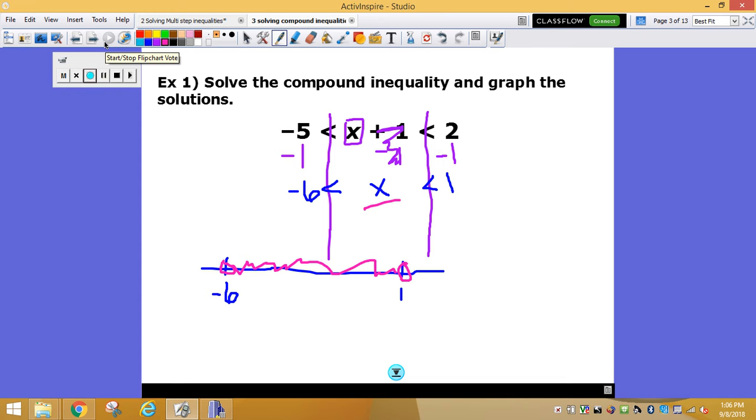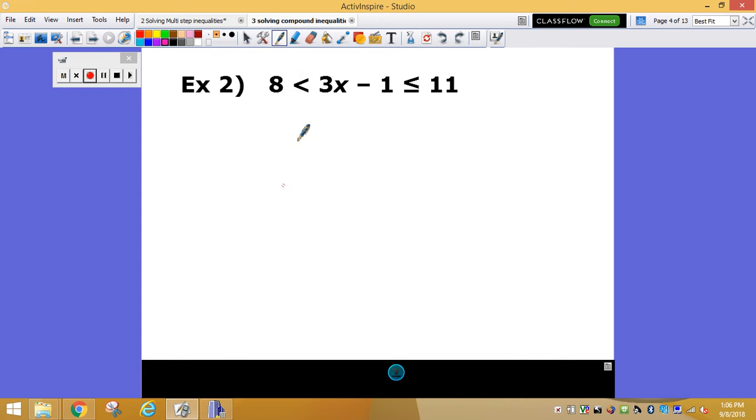Okay, let's do another one because I'm sure you're like, what is she doing? Here's another one. So again, I got two inequalities. That's how I know it's going to be compound. And I want to get this x by itself. So right now, in the middle with that x, there's this 3 and there's this 1. So you got to figure out which one do I move first. Well, we want to move the 1 first, right? Because the 3 and the x are attached. So the opposite of minus is plus. So I'm going to add 1 everywhere. 8 plus 1 is 9. I'm going to bring down 3x. These 1s went away. And 11 plus 1 is 12.